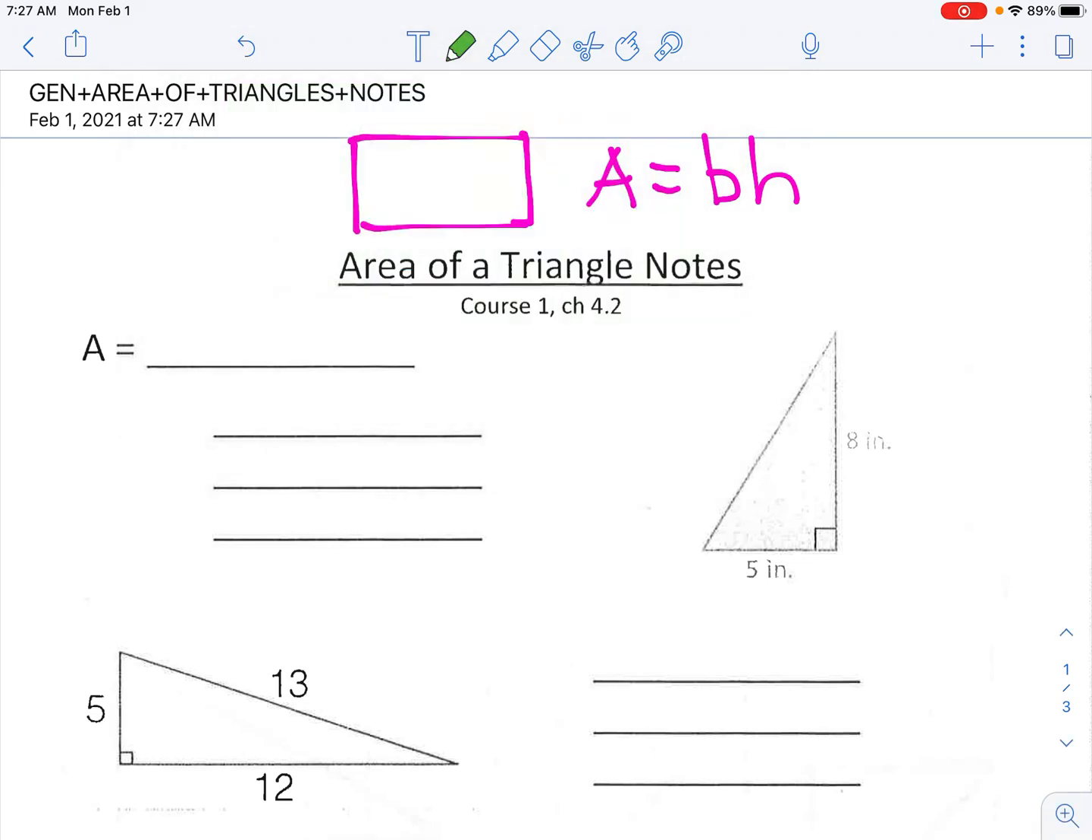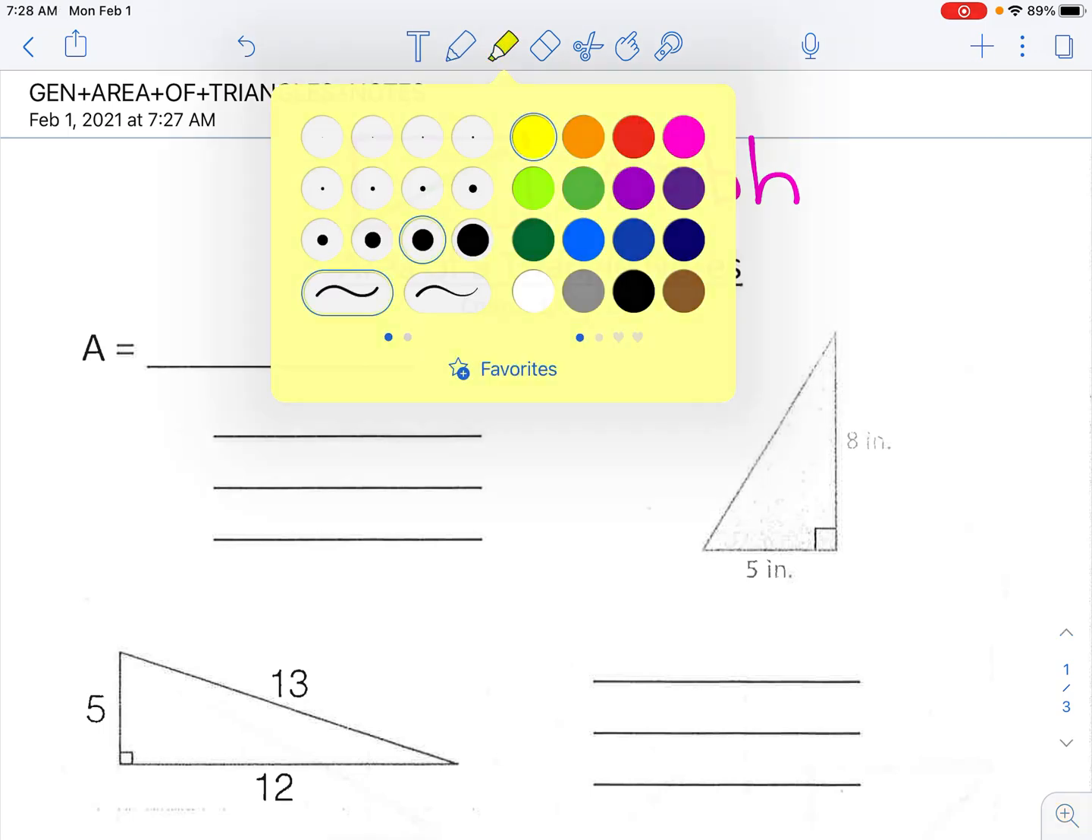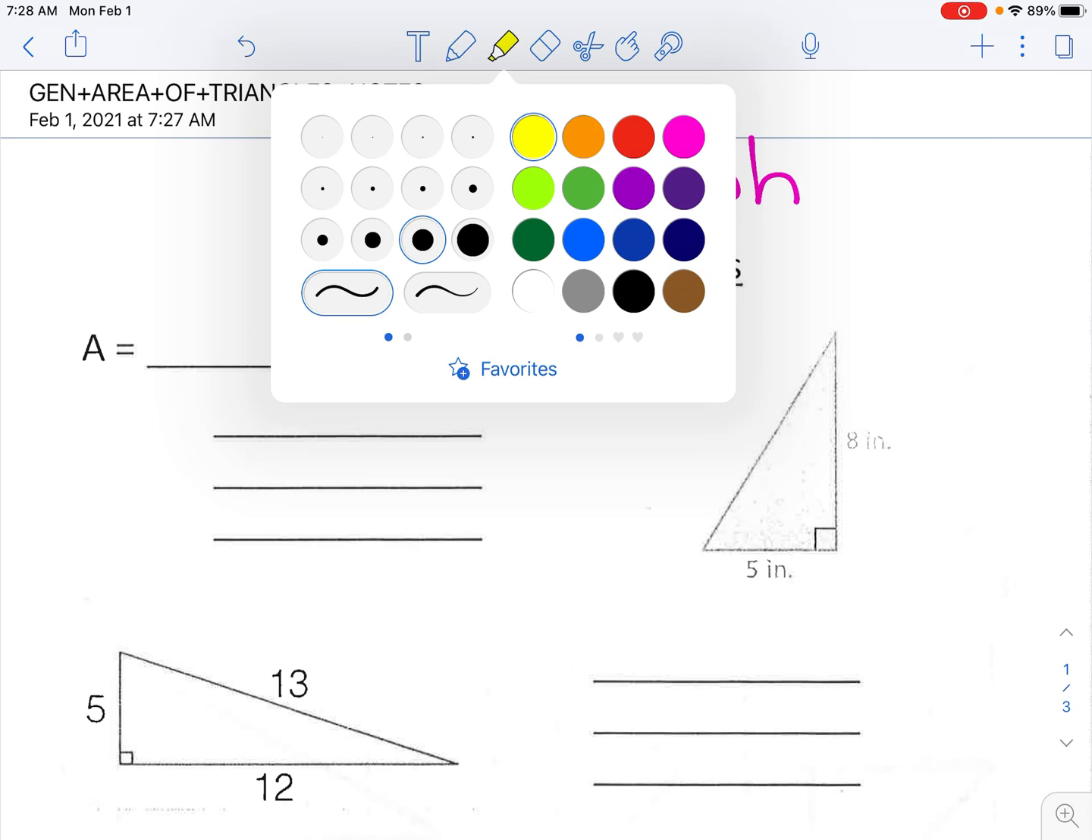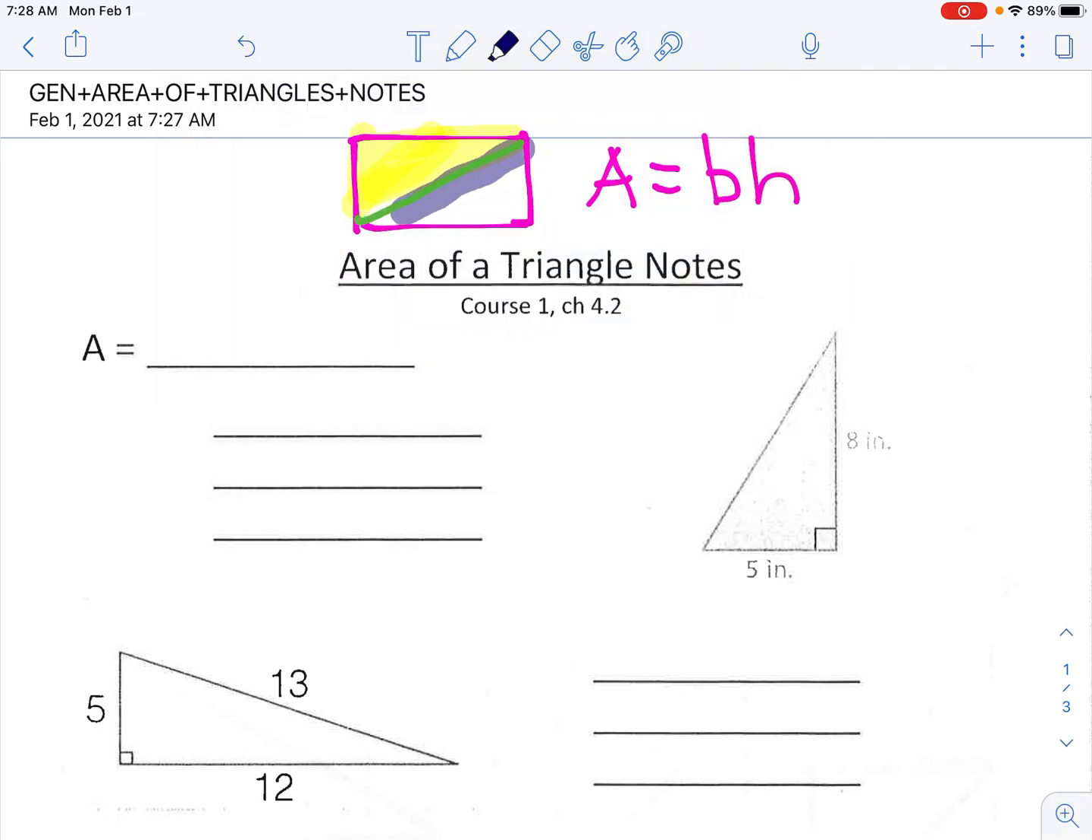Now, what happens if I draw a line corner to corner? That looks like a triangle. See this space right here? Those look like two triangles. Well, if a rectangle is area equals base times height, then a triangle is going to be 1/2 base times height. The area of a triangle is half the area of a rectangle, because you can take a rectangle, cut it in half, one corner to another corner, and you get a triangle.